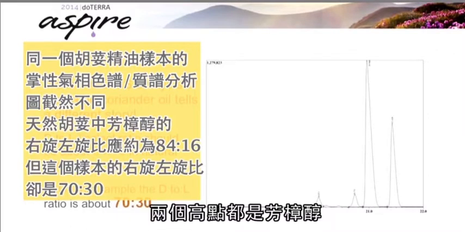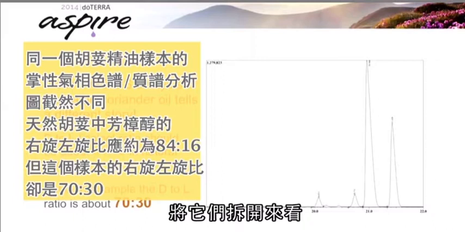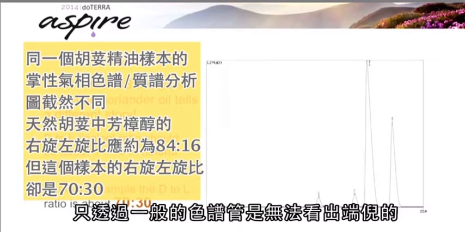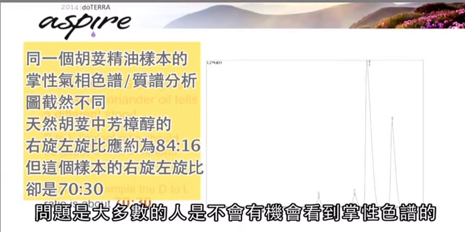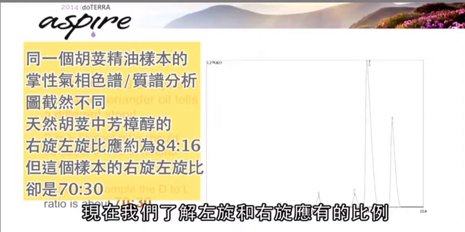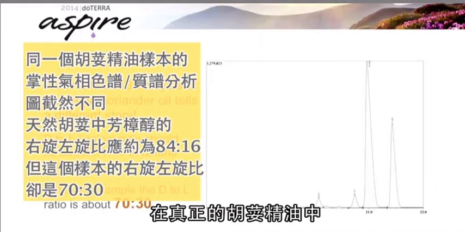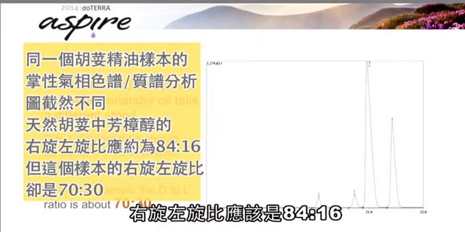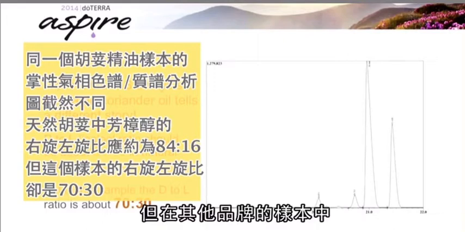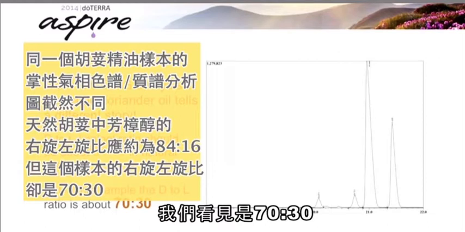Now that graph there shows, after we run the coriander on the chiral column, those two large peaks are both linalool. Now we've split them apart, which we couldn't see on a normal GC column before, and most people would not see. Now we can get an idea of the percentage of L versus D. In true coriander oil, that ratio should be about 84 to 16 D to L. In this sample, again from a competitor, we see it's about 70-30.